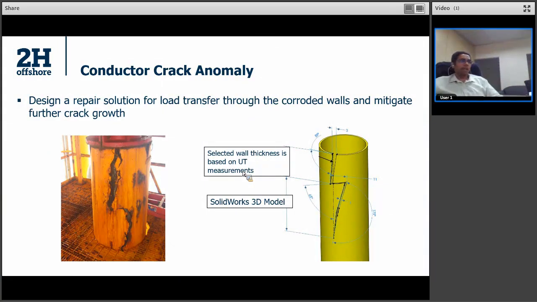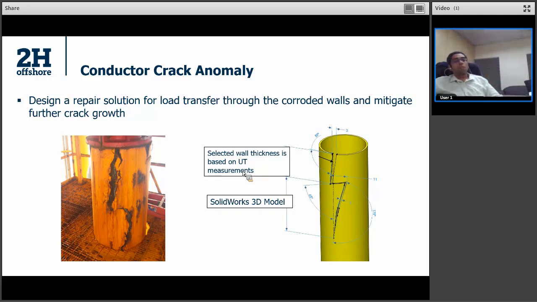This was also on a very aging platform conductor. We observed wall thickness loss, but not so much of external wall thickness loss. As you can see here, some of the conductor coating is still intact. However, due to the excessive load over the service life, the conductor has lost its integrity and resulted in cracking.